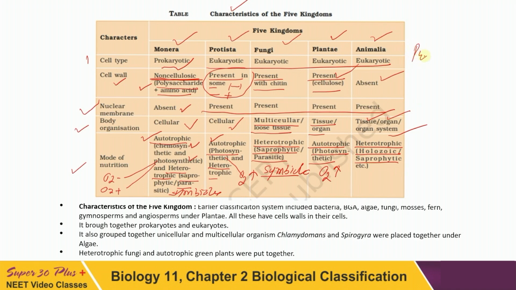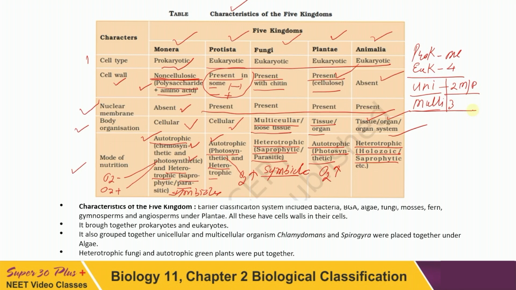The prokaryotic kingdoms, there is only one, that is Monera. The eukaryotic kingdoms, these are 4. Similarly, you see, the kingdoms which are unicellular and which are multicellular. Can you give the answer to this? The unicellular kingdoms are 2, that is Monera and Protista. The rest of the 3 kingdoms are multicellular.